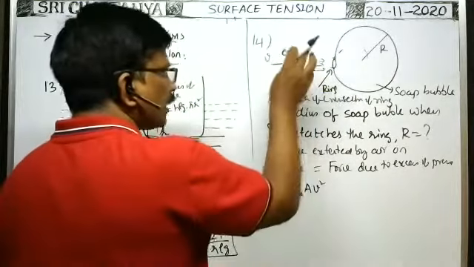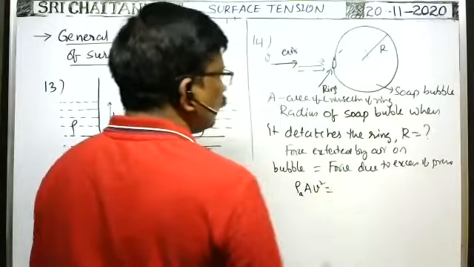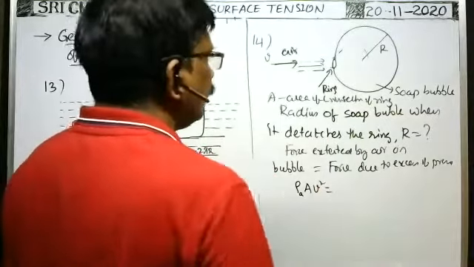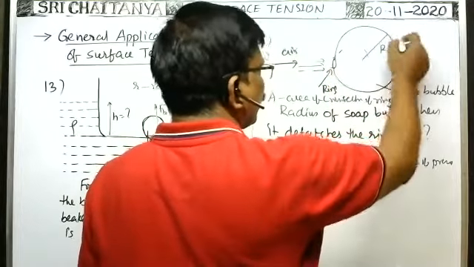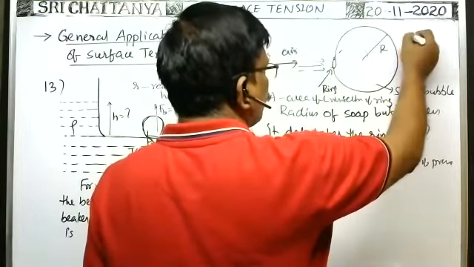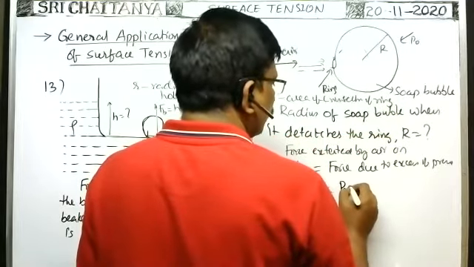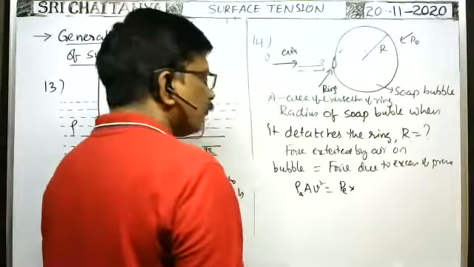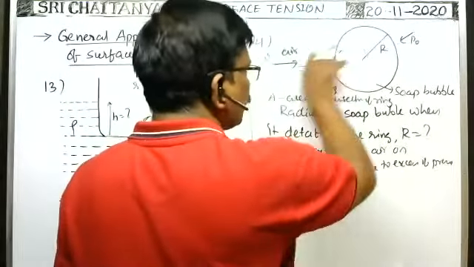It is the force exerted by the air entering through the ring on the bubble, which is equal to the force due to the excess of pressure inside the bubble. What is the extra pressure inside the bubble? Here the outer surface is open to the atmosphere. That's why the extra pressure inside the bubble is equal to PE. What is the force exerted by that extra pressure on the ring while the air is blowing?